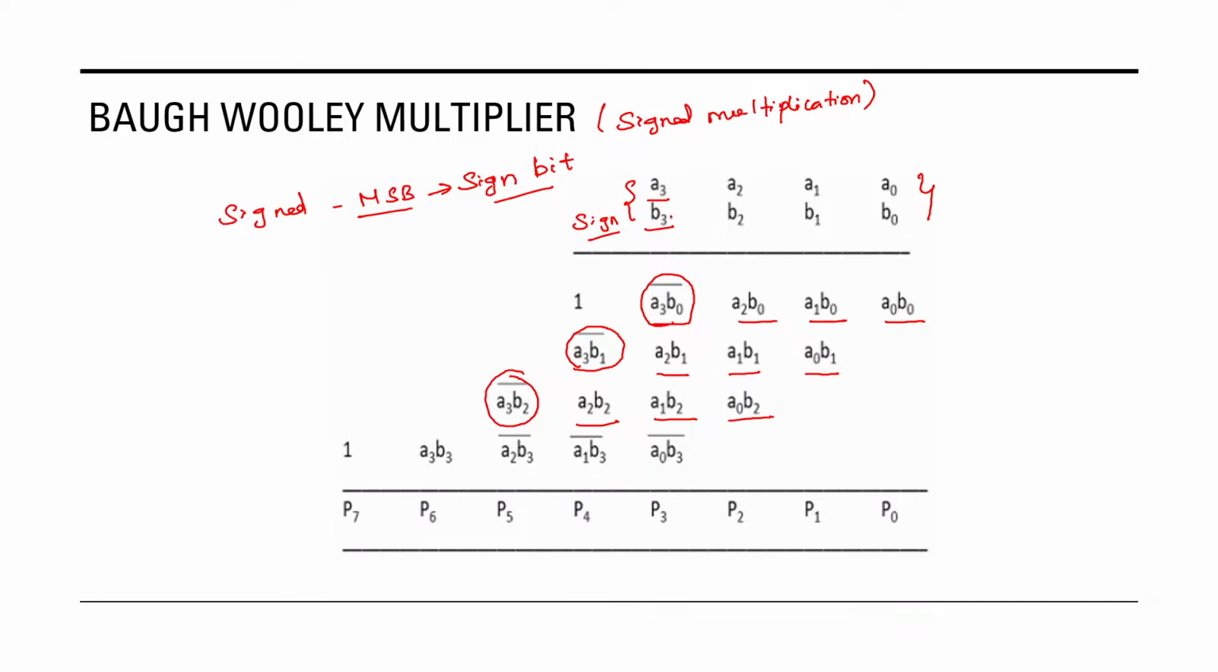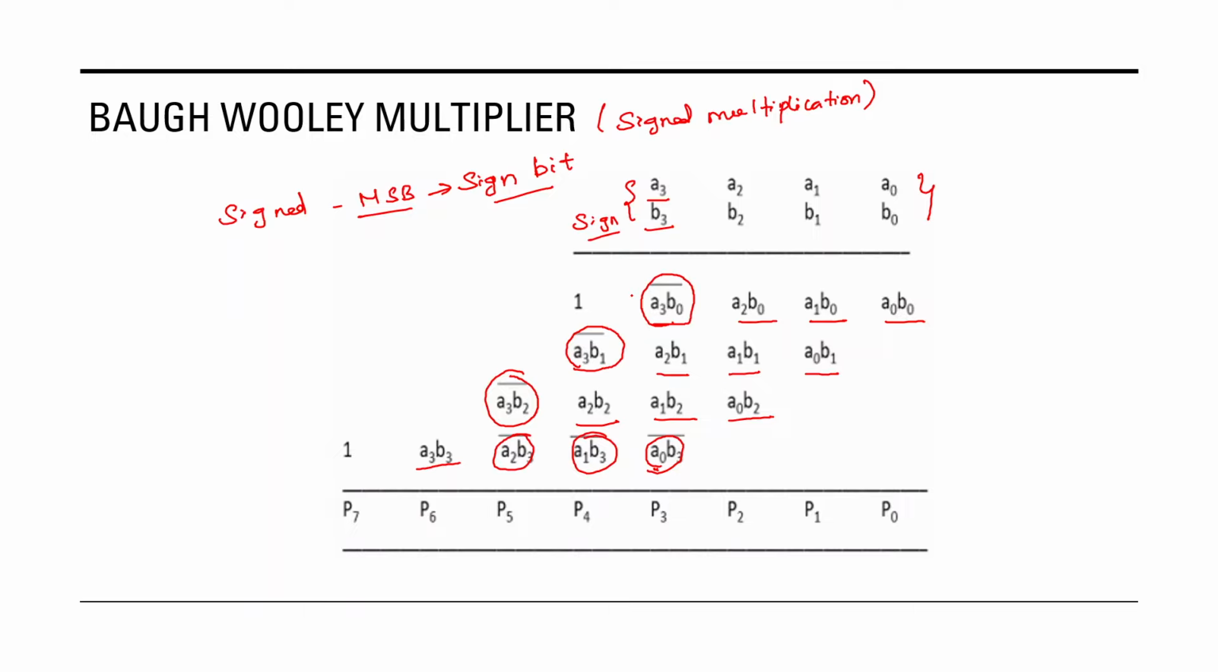So here B3 is once again the sign bit. So when a sign bit is multiplied with a normal bit, it's going to be a bar. So A0 B3 bar, and then A1 B3 bar, and then A2 B3 bar. And then here both are sign bits. A3 is a sign bit as well as B3 is also a sign bit. So the bar and bar get cancelled out. So we have a normal A3 B3. Wherever I have put a circle, it's a bar. And wherever I have put a normal underline, those are all normal AND operations.